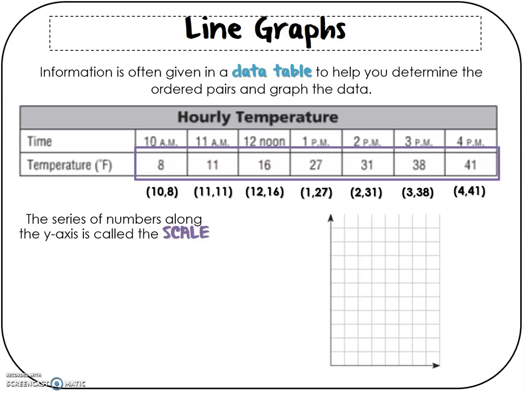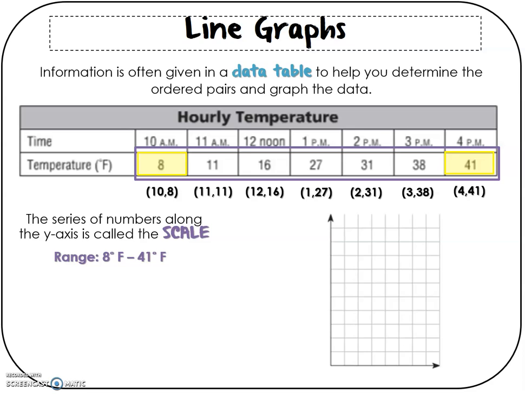Since the temperature value is what's going to go along my y-axis, I need to look at the numbers outlined in purple. I'm going to look at my range of numbers, so I know the smallest or the lowest temperature was 8 degrees Fahrenheit, and the highest temperature was 41 degrees Fahrenheit. That means my range of temperatures is 8 degrees to 41 degrees.